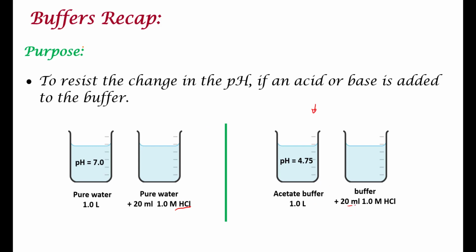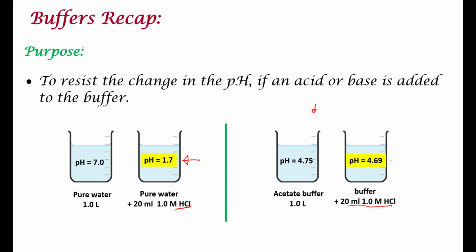On this side, we've added the same 20 milliliters of 1 molar HCl to the buffer. So when you add the acid to these two beakers, now we go ahead and measure the pH. When you measure the pH, you will see that the pH of the water has become obviously acidic, and it's shifted to a pH of 1.7.